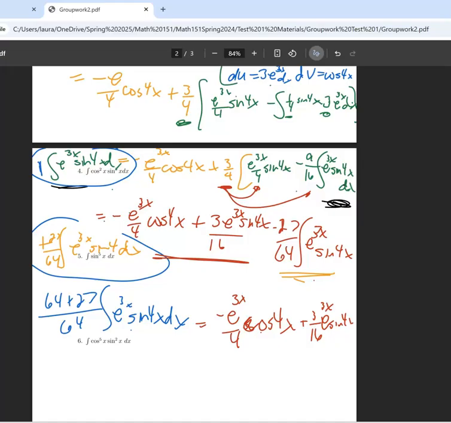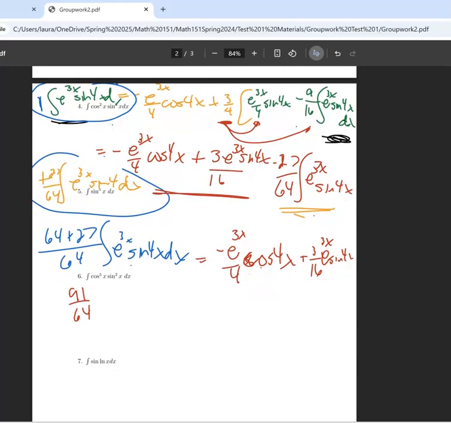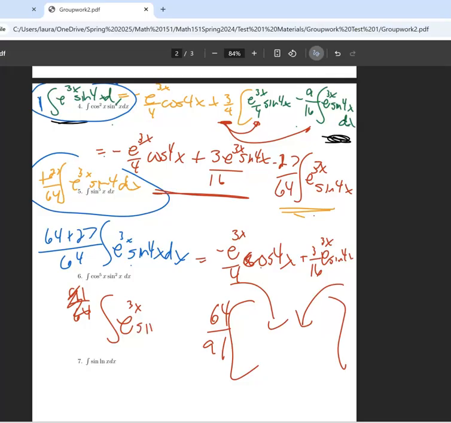Okay, so then my job would be to make this a fraction, right? So what do I have here? 64 plus 27 is 91. So this gives me a 91 over 64. So I'm going to multiply both sides by 64 over 91. So that would give me 64 over 91 times this guy, of e to the 3x sine of 4x dx. Wow, that was a lot.